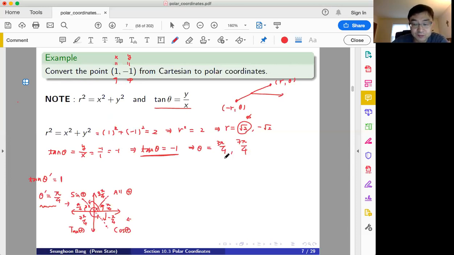The next thing. Which one is the final answer for angle theta? 3 pi over 4 or 7 pi over 4? Which one? 3 pi over 4, or 7 pi over 4, or both? So what is your answer for angle theta? What do you think? What is your answer?